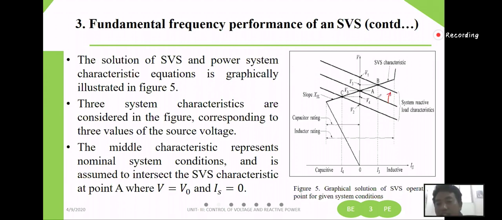When you increase it, the system load characteristic has changed. For example, ETH has been increased, so this characteristic will change. This is the initial one, and this is when it increases. Now see here, if you don't have an SVS, your voltage will move from V0 to V1. Are you getting it? From V0 it will directly jump to V1.